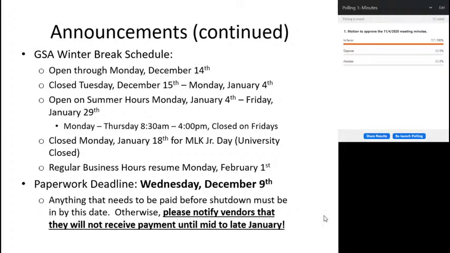If you aren't able to get that paperwork in, please let the people who have outstanding payments know that they are not going to receive payment until mid to late January, because we need the office to reopen and then it takes some time to process payments. So again, if you want to get payments done before mid to late January, that paperwork has got to be in by December 9th.